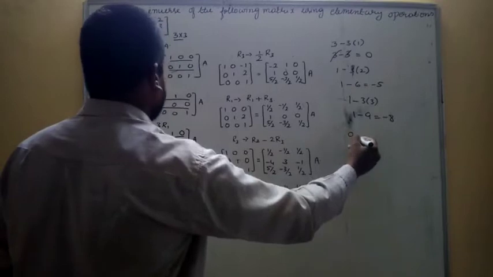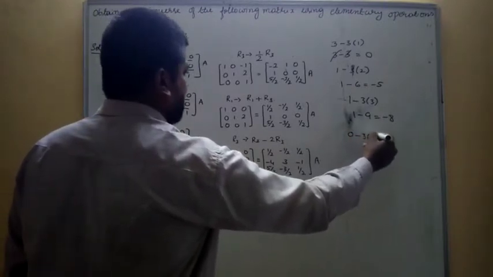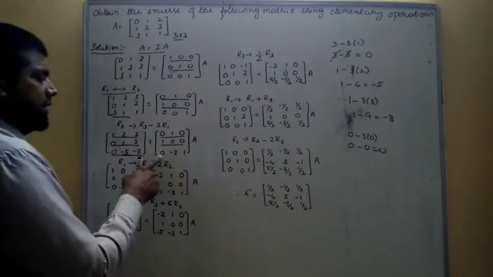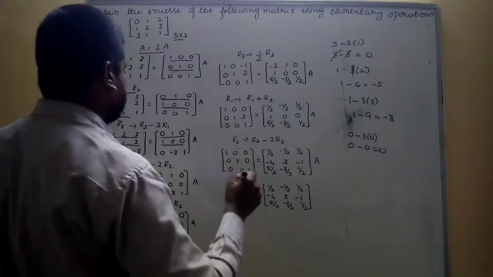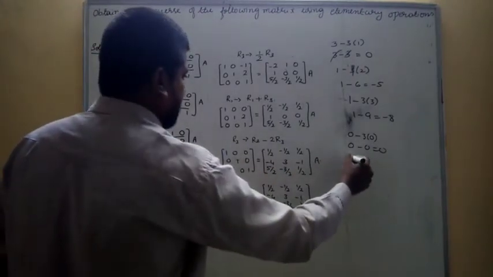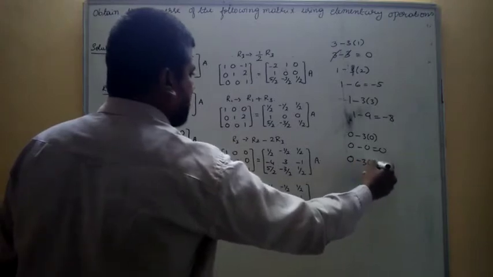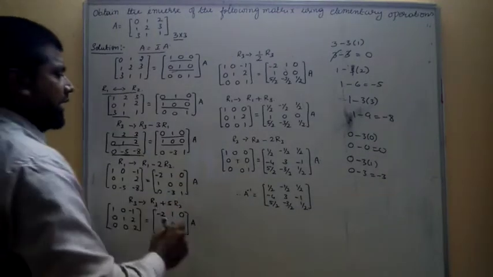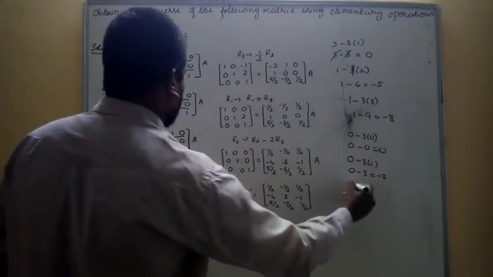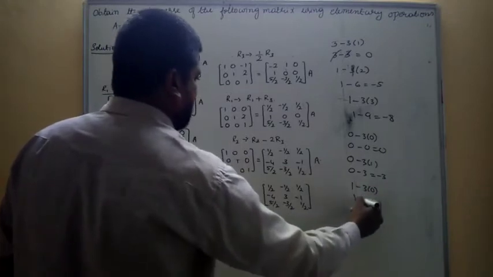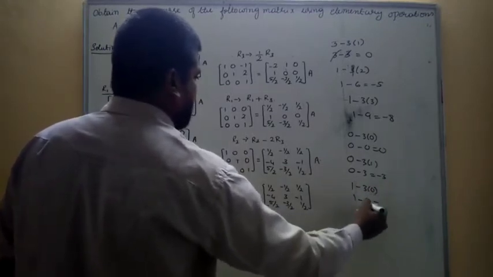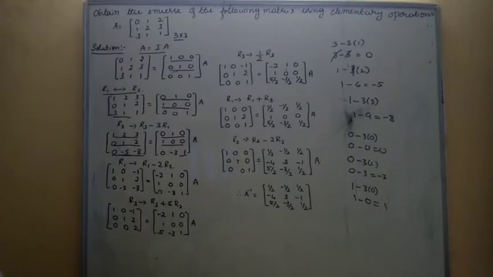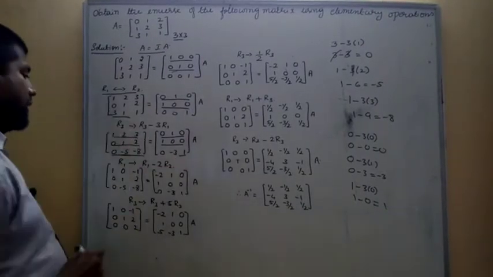The third row, first element is 0: 0 minus 3 into 0, then 0 minus 0 is 0. So you got the 0. Then the third row, second element 0: 0 minus 3 into 1, then 0 minus 3 is equal to minus 3. Then the third element: 1 minus 3 into 0. 3 into 0 is 0, so the answer is 1 here. So I have changed the third row as 0, minus 3, 1.